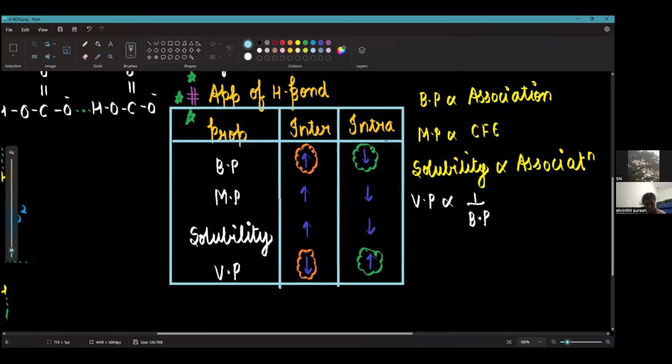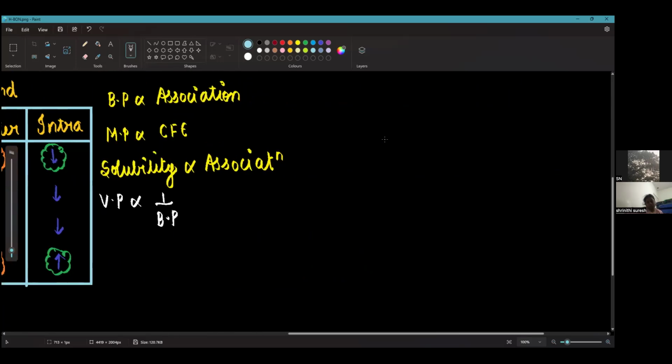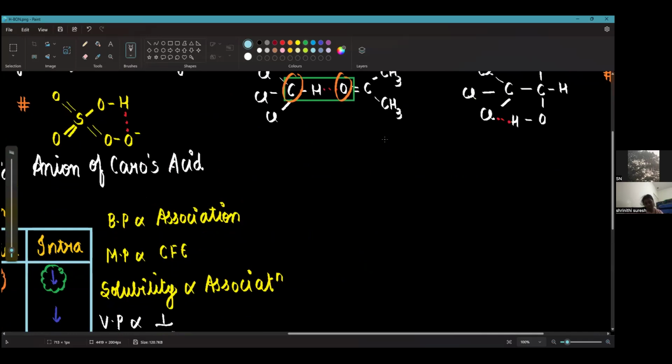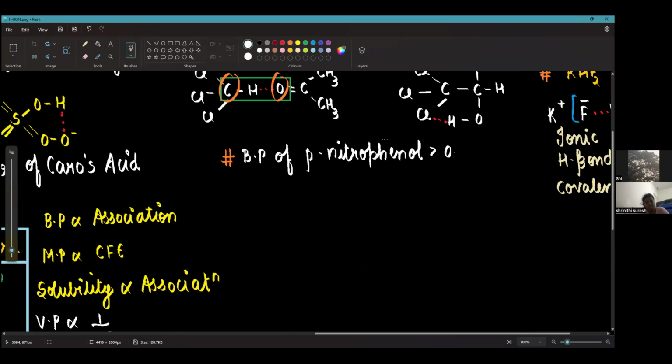Done? Okay. So now we have to do certain questions based on this. They say that the boiling point of para nitrophenol is greater than that of ortho nitrophenol. What is the reason for this? Can you tell? Why does para nitrophenol have more boiling point?